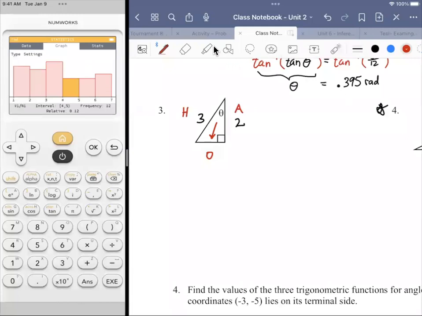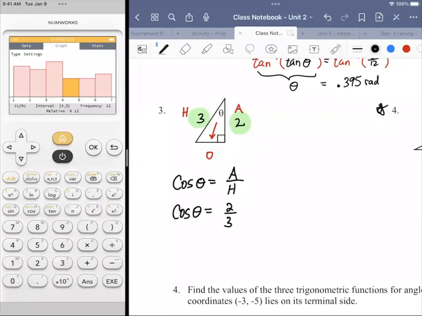All right. So we know the A and the H. So here's the A, here's the H. The trig function that references the A and the H would be cosine. Cosine of theta is adjacent over hypotenuse. So cosine of theta is going to be equal to 2 over 3.